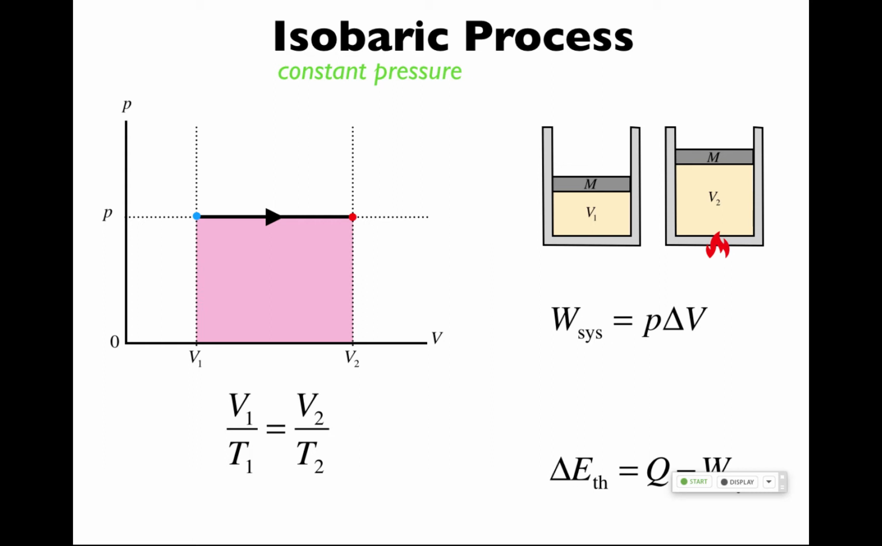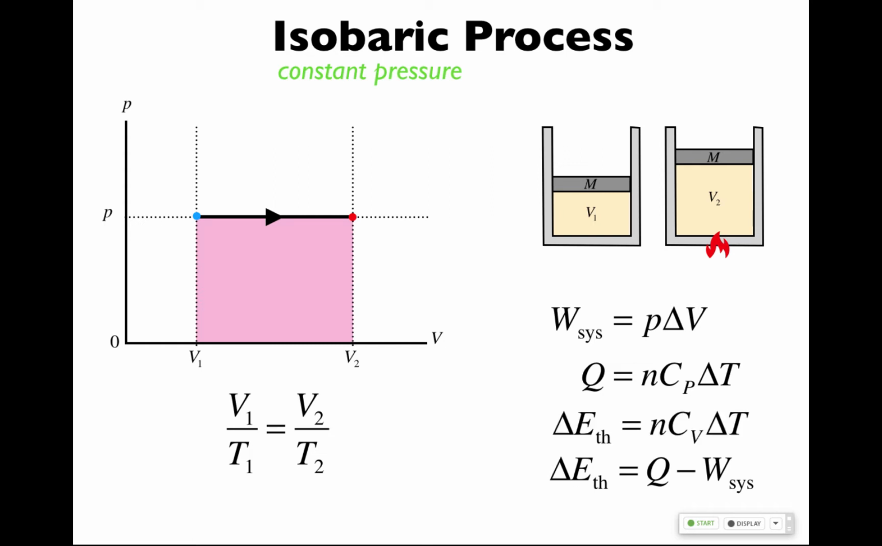We can't get rid of any of these things. None of these things are 0 for an isobaric process. So this is Q minus work by the system. But what's Q if we have a constant pressure process? Yeah, nCP delta T. And it turns out thermal energy always, always, always is nCV delta T. So even if it's not a constant volume process, this is still true.